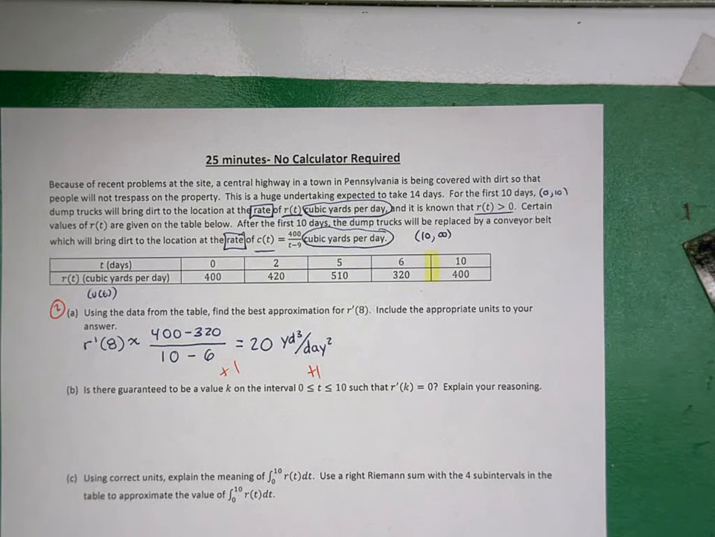B, I really liked B. It's the only example I have of this kind of thought process. Is there guaranteed to be a value of k on the interval 0 to 10 such that r prime of k equals 0? Explain your reasoning.